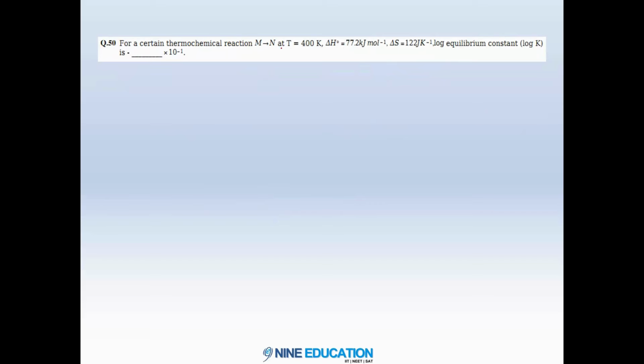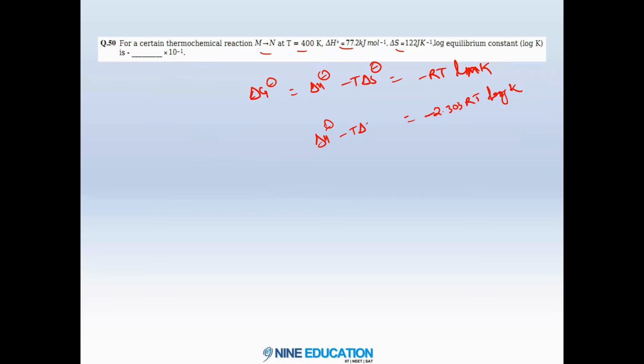Correct. Now, for a certain thermochemical reaction, temperature and enthalpies are given, and we need the equilibrium constant, log K. I'm sure that delta G naught is delta H naught minus T delta S naught. Also delta G naught is minus RT ln K. This is the formula we have from electrochemistry, chemical equilibrium and thermodynamics, all together. So this is minus 2.303 RT log K, which equals delta H naught minus T delta S naught. So this involves a big calculation.